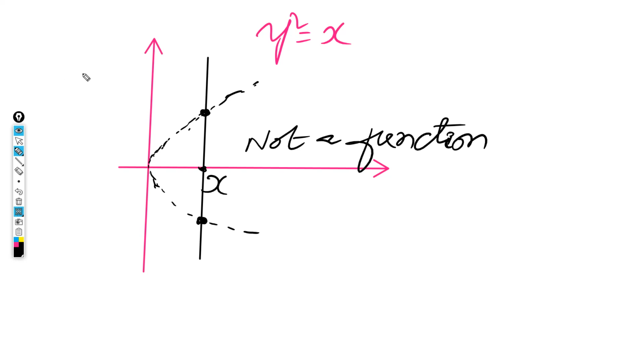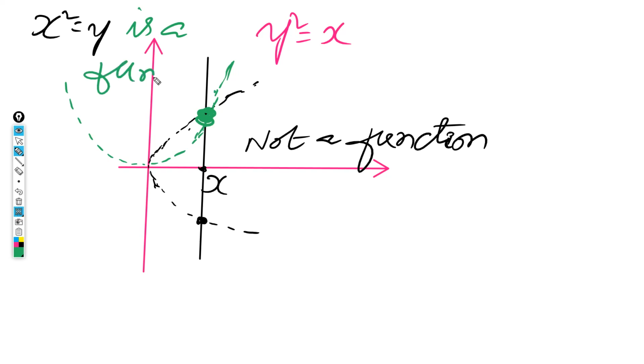Similarly, if you take x square is equal to y, the function takes the parabolic form. I need not tell you that. So this is x square is equal to y. Then if you check now, it intersects only in one point, and hence it is a function.